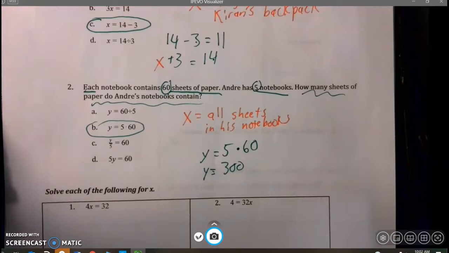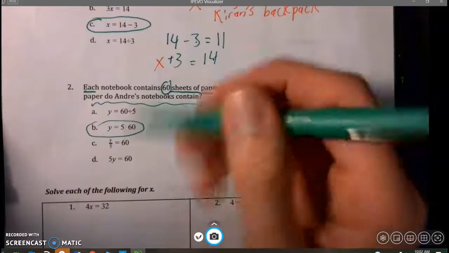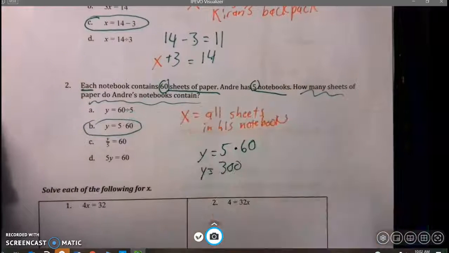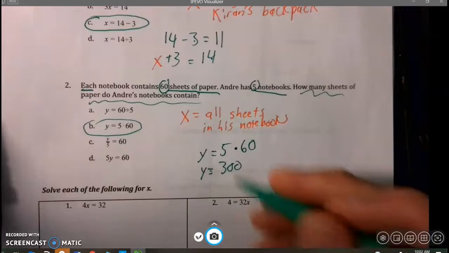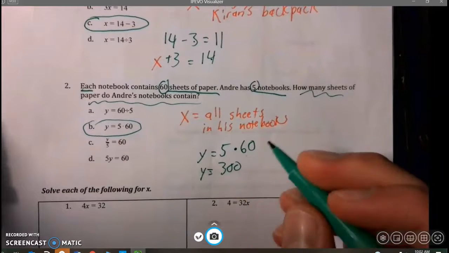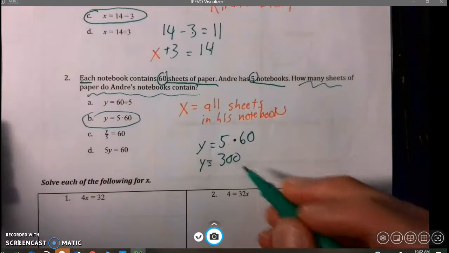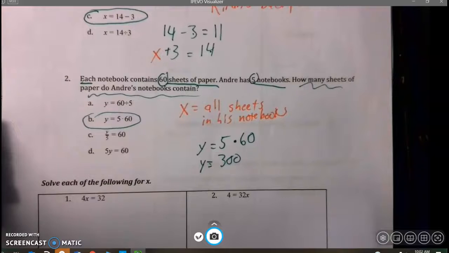Now, once again, we need to be able to do the inverse. And everything here is an inverse. There's only division and multiplication. So this one's a little bit more tricky. But once again, this was the easiest one to choose. And I feel confident that I have the right answer.